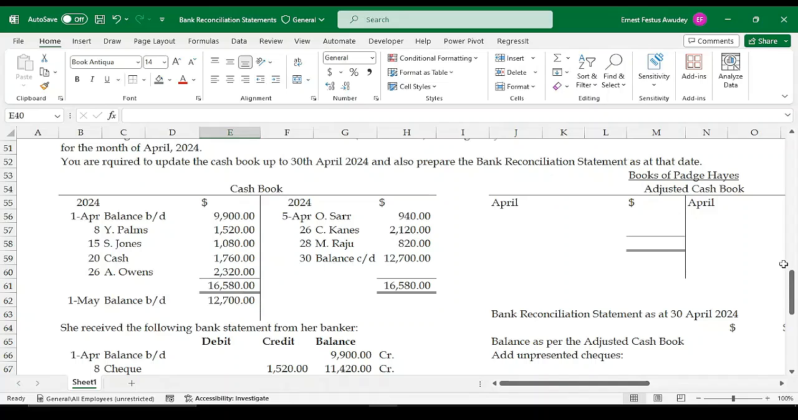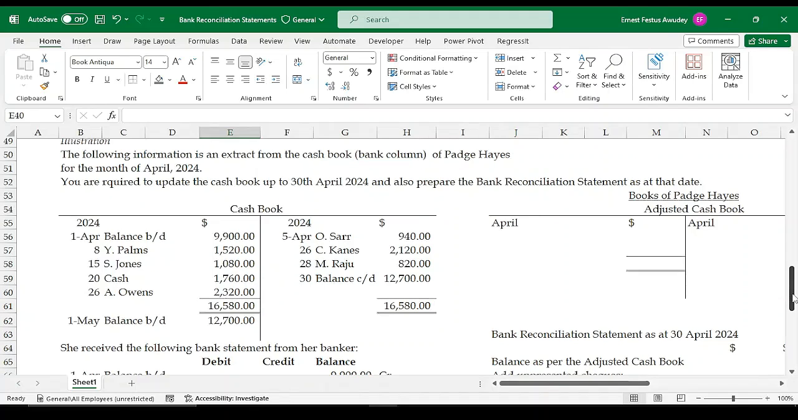So let's get started. Now, this information is extracted from the cash book, that is the bank column, of Patch Hayes, for the month of April 2024. You are required to update the cash book up to 30th April 2024 and also prepare the bank reconciliation statement as at that date. All right, so that is what we have been asked to prepare. So you have to update the cash book, that is the adjusted cash book or the updated cash book, and also prepare the bank reconciliation statement as at that date. So this is the cash book presented to us.